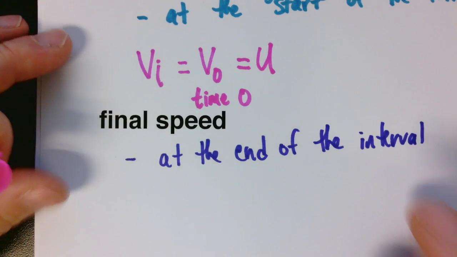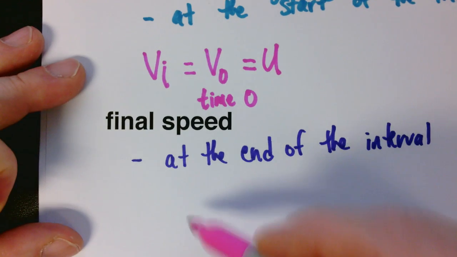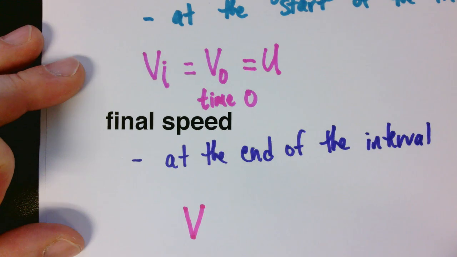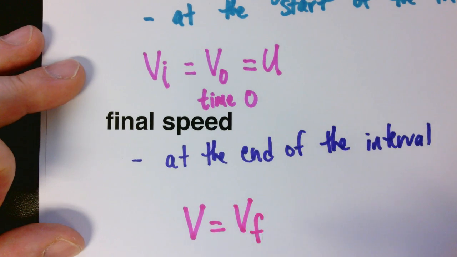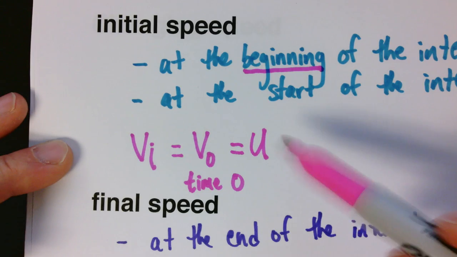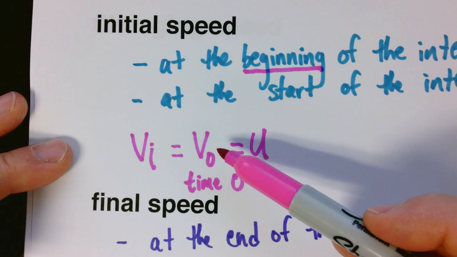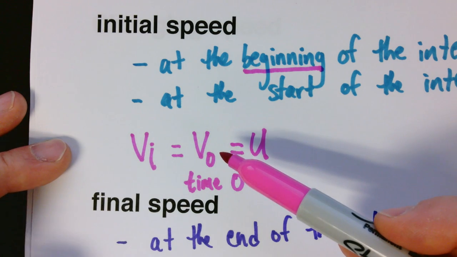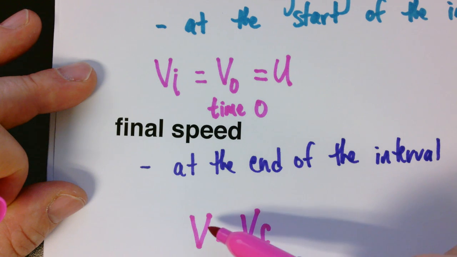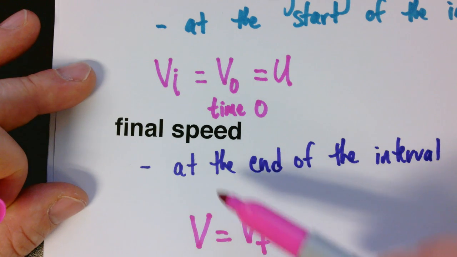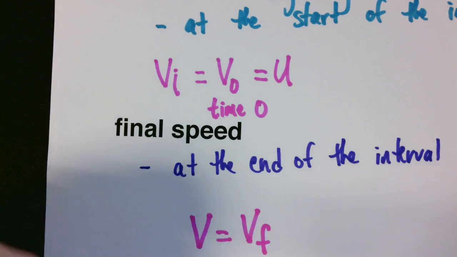The final speed, it turns out, is also just represented by v most of the time. It's the speed at a particular instant. It is also referred to as vf. So we could have an initial velocity, v0, and at some point in time, at the end of an interval, we want to know the instantaneous speed. Well, that would be the final speed, the speed at the end of an interval.